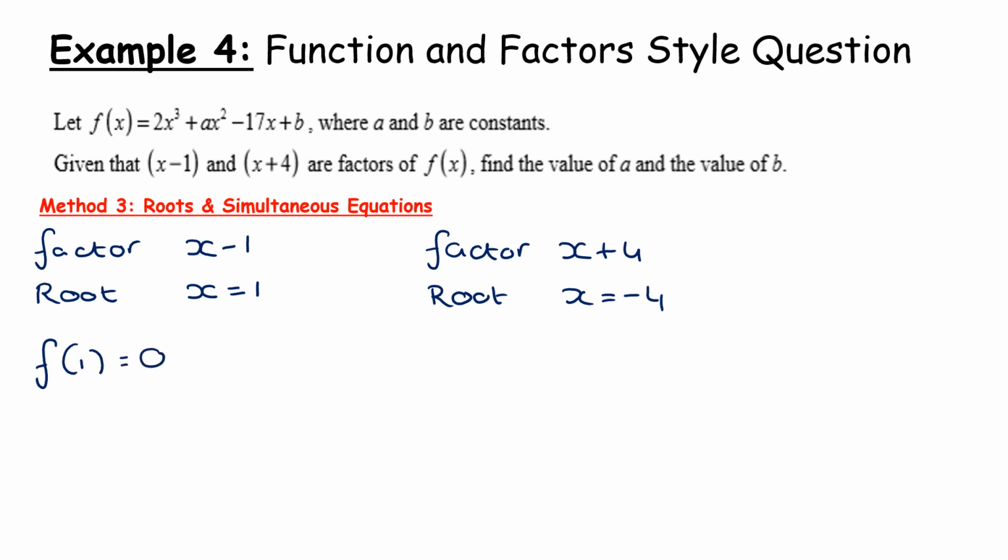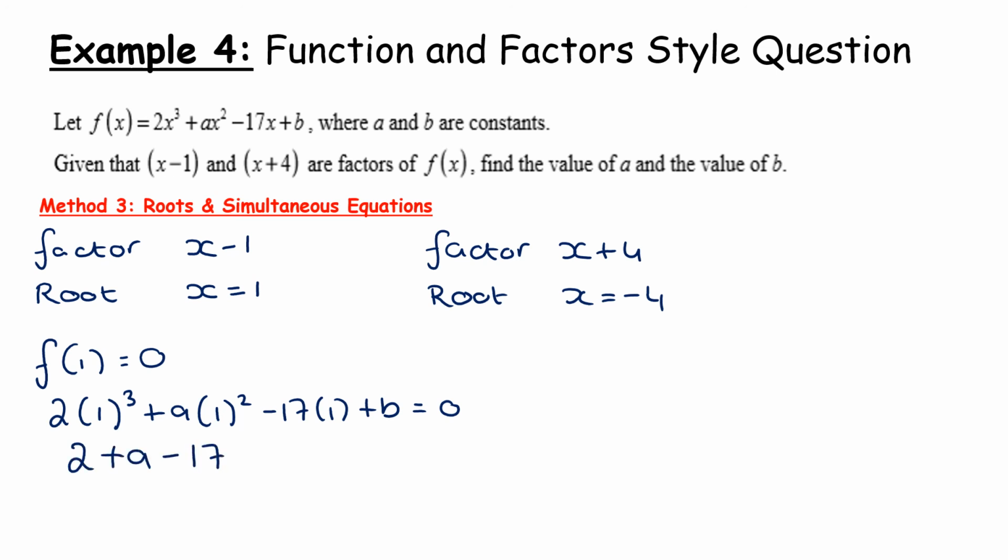And we know that when I sub in a root, so when I do f of 1, it should equal 0. So I get 2 times 1 cubed plus a, 1 squared minus 17 times 1 plus b. That should all equal 0. So that gives me 2 plus a minus 17 plus b equals 0. a plus b minus 15 equals 0. a plus b equals 15. And that becomes equation 1.